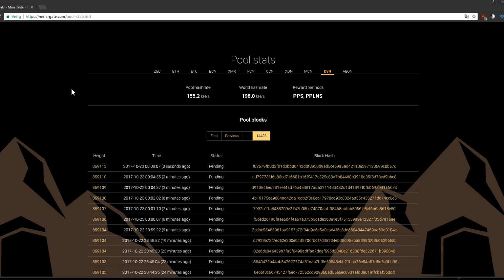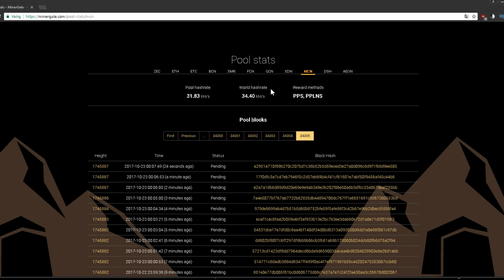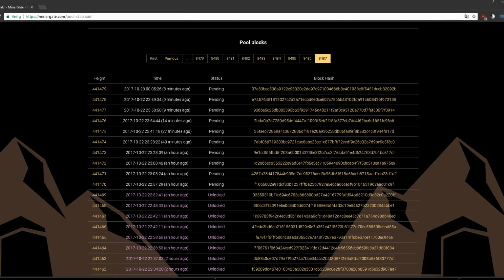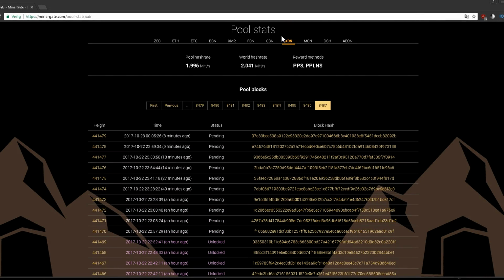Alright, so that is Dash. And if we go to other pool stats here, for instance, this is digital note XDN. Here you can see just the abbreviation of that coin. So Zcash will be ZAC, Ethereum will be ETH, and so on. Basically just a shortcut, short name.